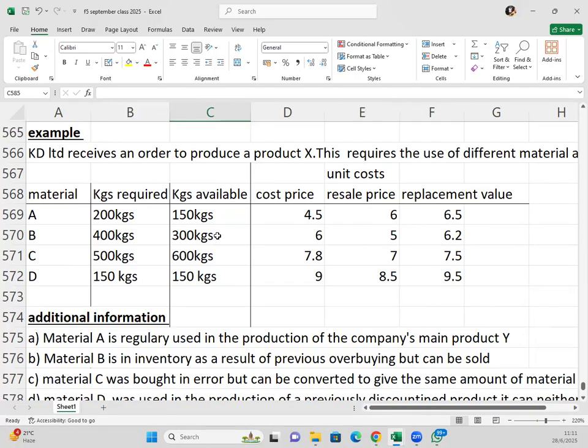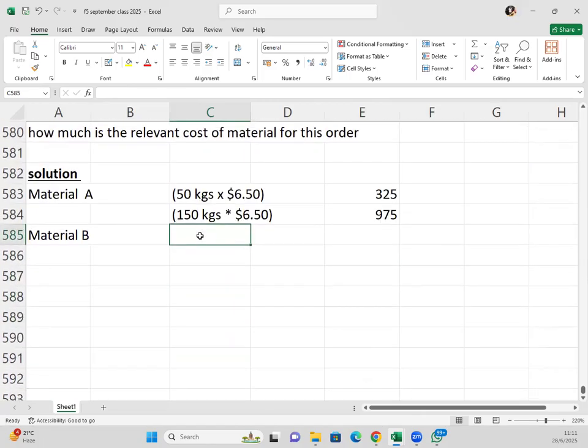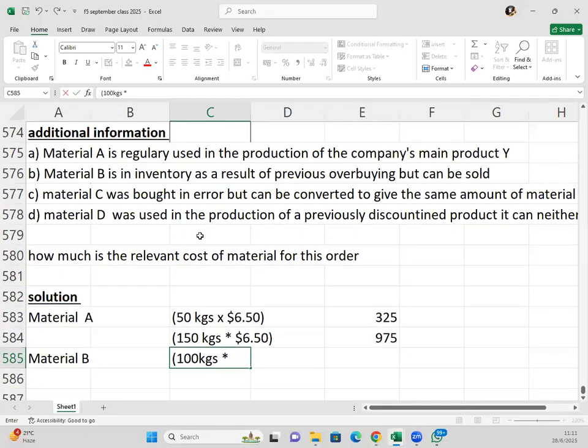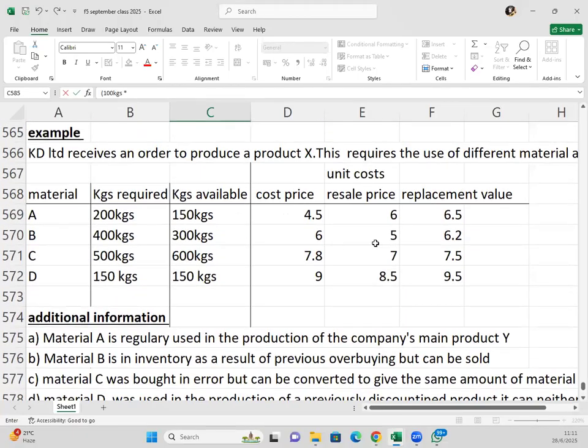So do we have the material in inventory? Yes, but partly. So it means the 100 that are not in inventory. The relevant cost for the 100 kgs which are not in inventory would be the purchase price. This is now material B, so 620.